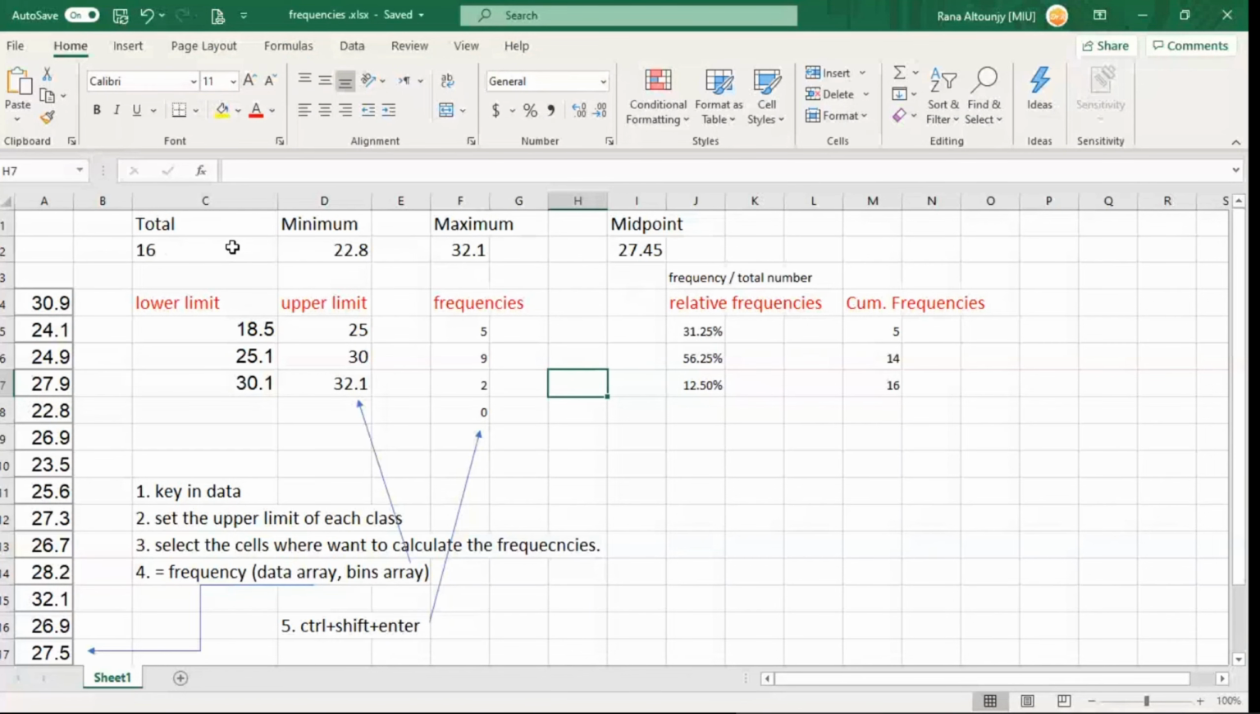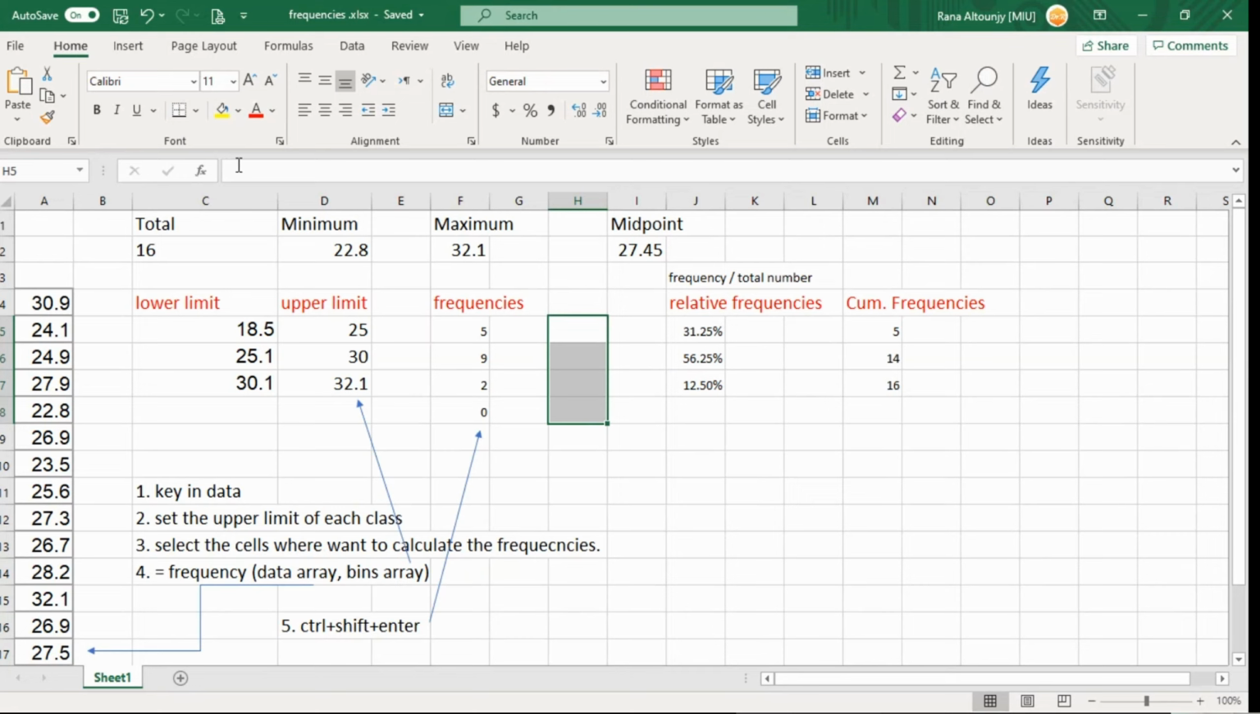We learned how to calculate the total, minimum, maximum, and the midpoint. Let's learn how to calculate frequencies, relative frequencies, and cumulative frequencies. Actually, the most complicated is somehow the frequencies. How do we calculate it? This is the set of data we have. Here are the upper limits we have. So what we do first is select the cells where we want to put the frequencies.